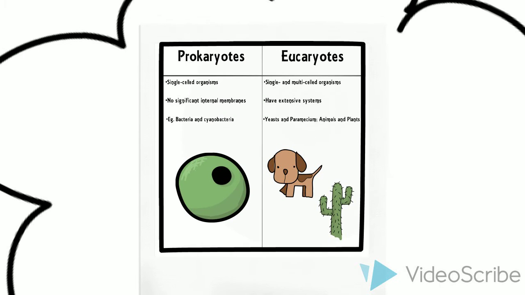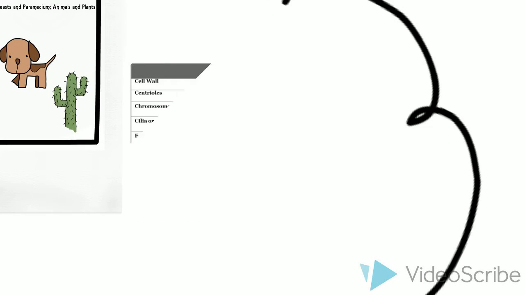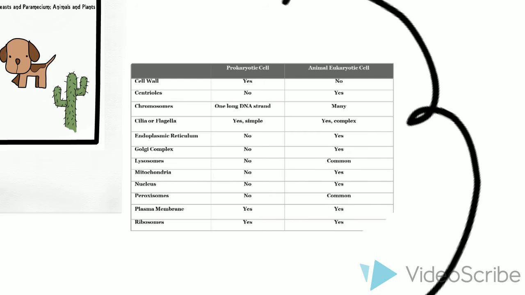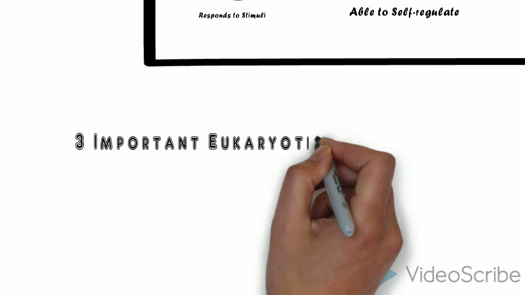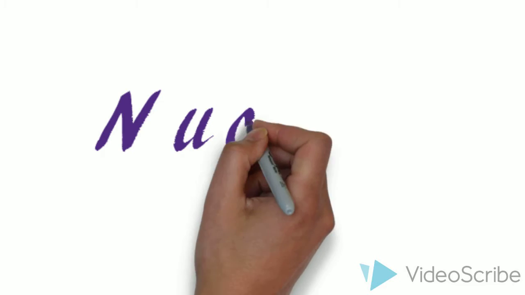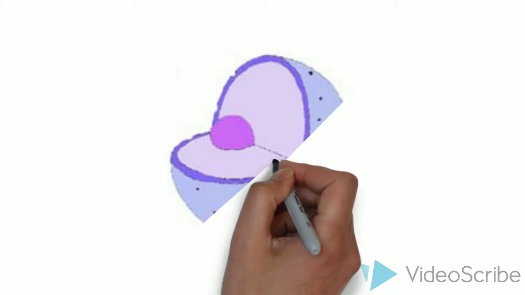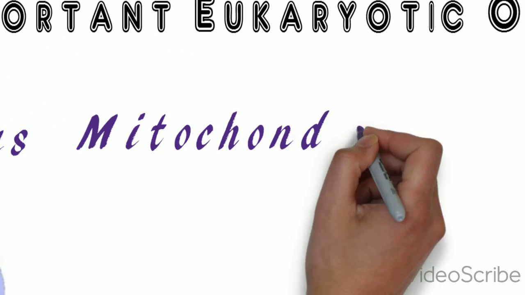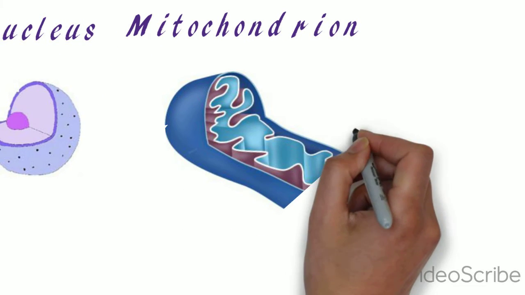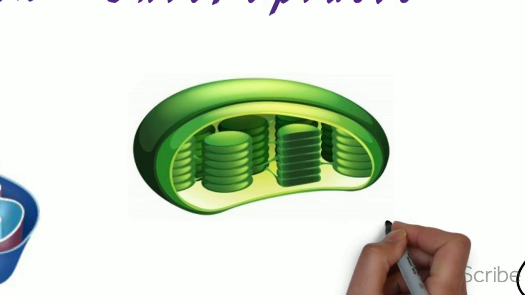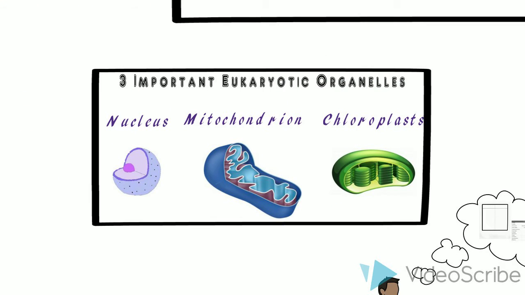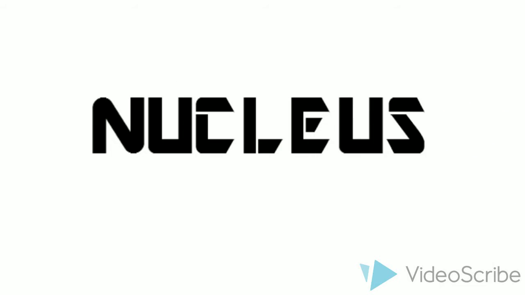Other differences include the organelles they have. There are 3 important eukaryotic organelles: the nucleus, which contains most of the DNA of the cell, and also the site of RNA synthesis; mitochondrion, which contains enzymes that help catalyze reactions to produce energy; and chloroplasts, found in green plants where photosynthesis takes place. The nucleus is the brain of the cell.